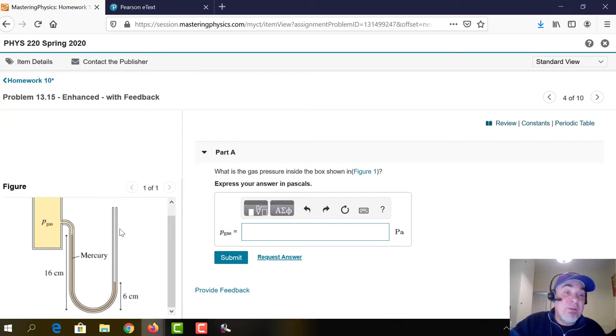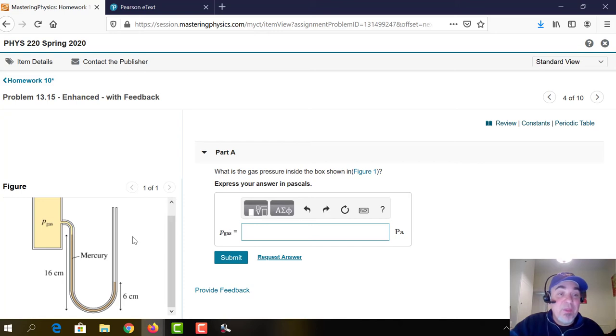Atmospheric pressure is actually winning, right? Because this is pushed down farther. This level here is lower than this level here. So the pressure of the gas is going to be less than the atmospheric pressure. If the pressure of the gas were more, this is the other way of looking at it, this would push mercury this way.